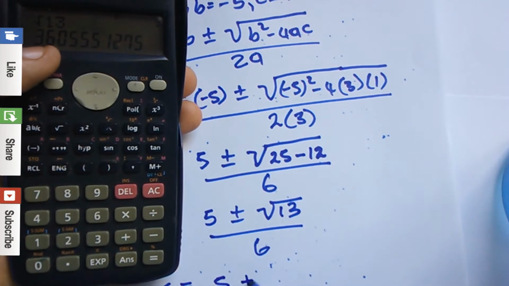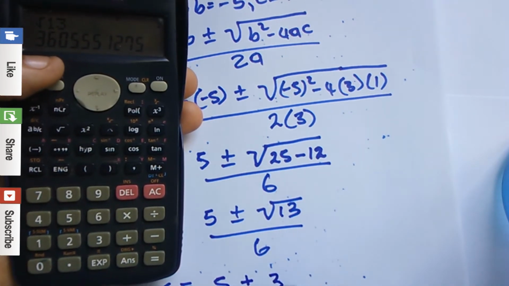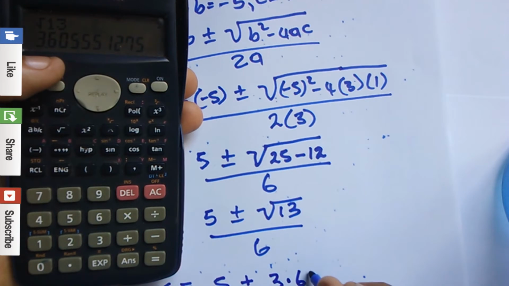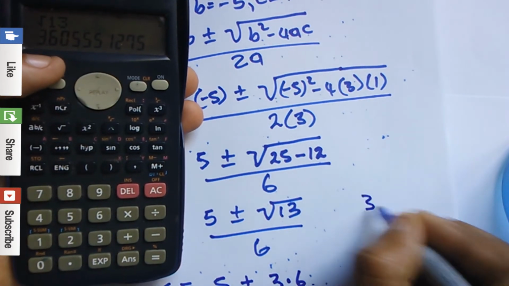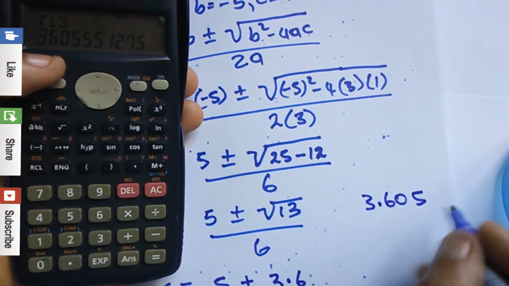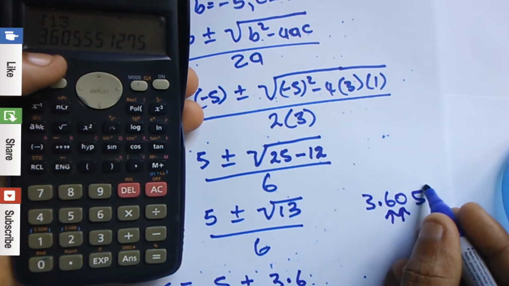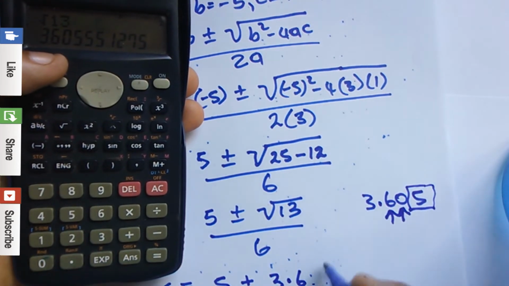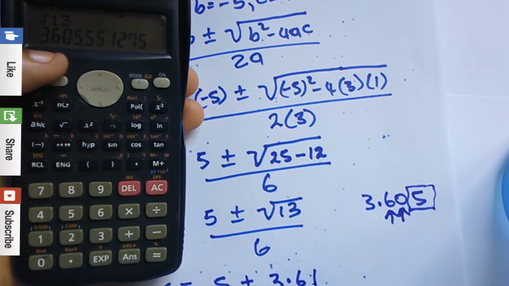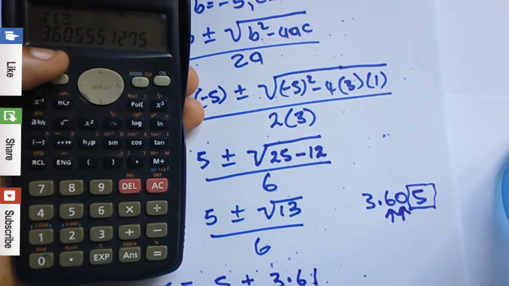So it's 5 plus or minus 3.605. So to get 2 decimal places, this would be the first, this would be the second. So pay attention to the number that comes after. So this would be 3.61, divided by 6.